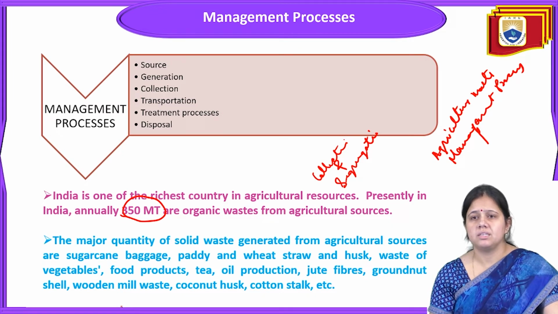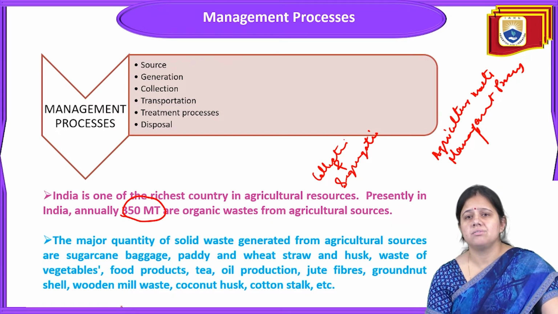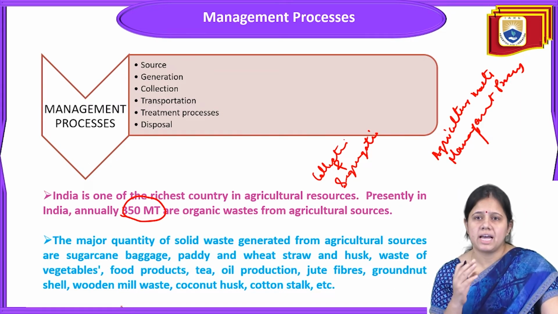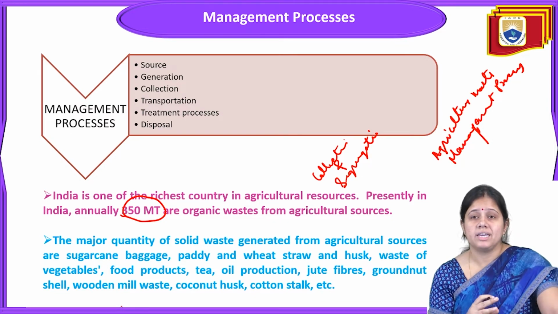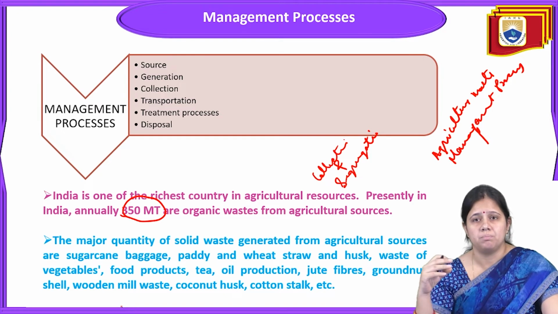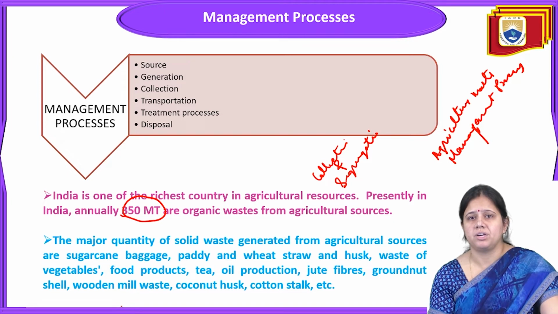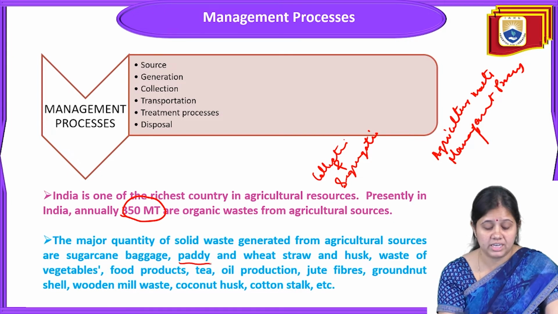Nowadays all this agriculture waste is very important, because we can directly convert it into energy. It is organic in nature, and organic waste can be used in a biogas plant, or in anaerobic digestion. So this is a very important waste.